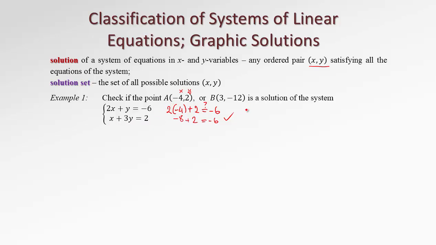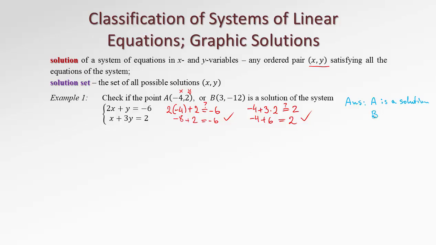Well, let's see. X, which is -4, plus 3 times y, which is 2, is that equal to 2? Okay, we have -4 plus 6. 6 minus 4, yes, it is 2. So it does satisfy the second equation. Therefore, A is a solution. So we can give the answer. A is a solution to this given system of equations.